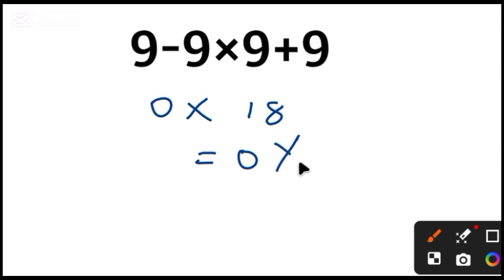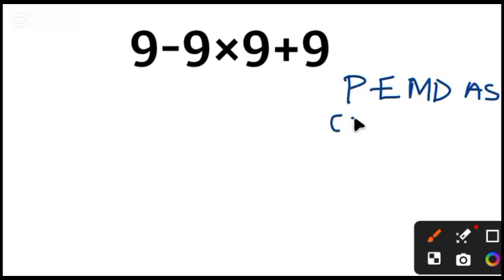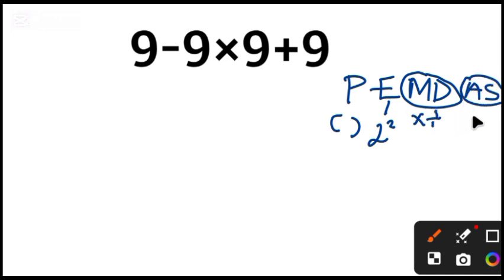This answer is not correct because according to PEMDAS, which is the order of operations, P stands for parenthesis, E stands for exponent, something like 2 squared, M and D stand for multiplication and division, evaluate from left to right. A and S stand for addition and subtraction. We evaluate from left to right.